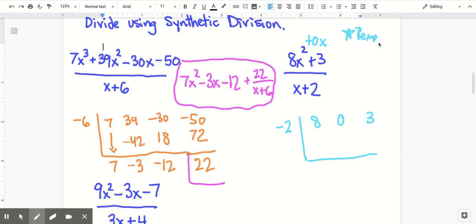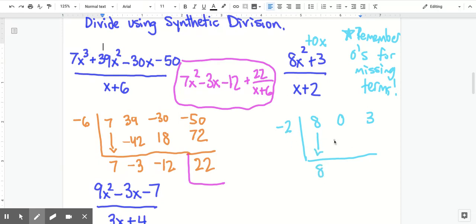Write that as another note for yourself here. Remember zeros for missing terms. If you forget, you will not catch your mistake. So be careful there. Once you remember the 0, it's really not bad.